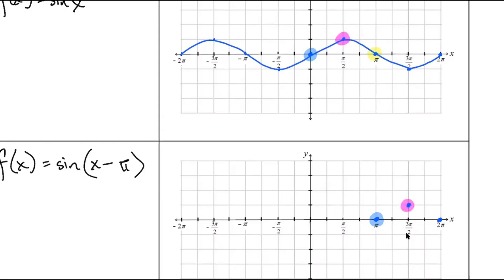So pink, yellow. Now I've got that bump, okay? When I try and fill in the rest of this, at pi over 2, should my point be at +1 or -1? Okay, so here, should the y value be +1 or -1?